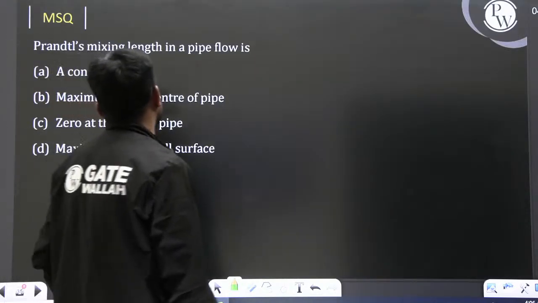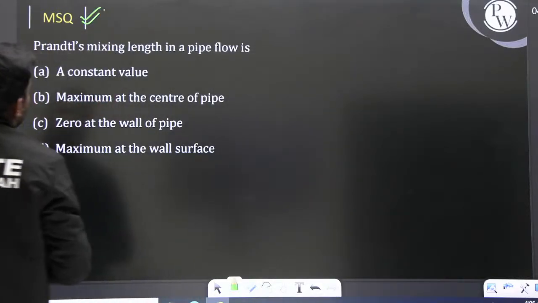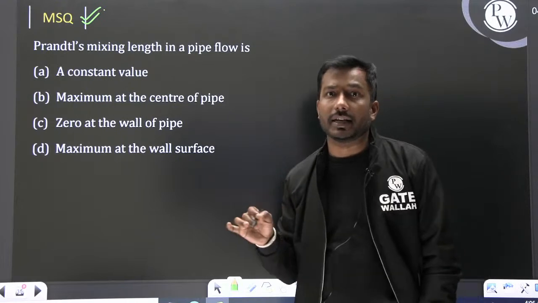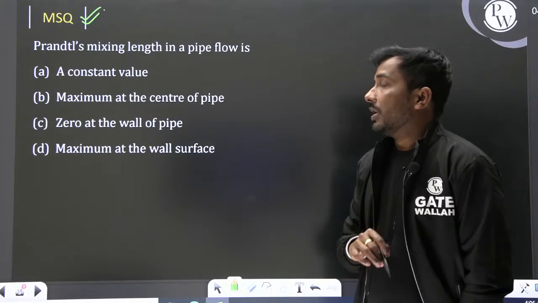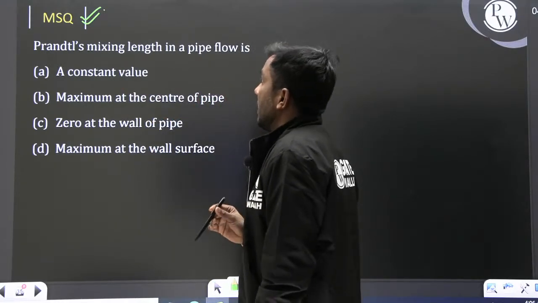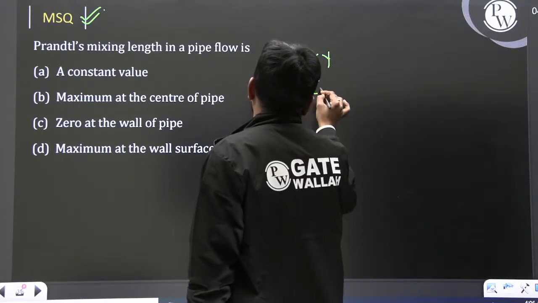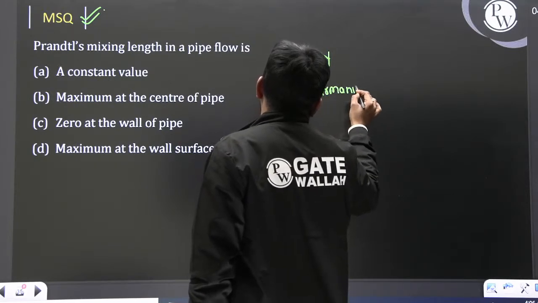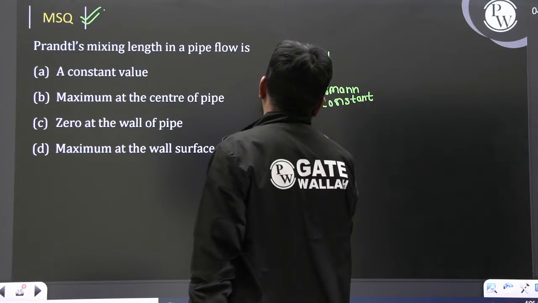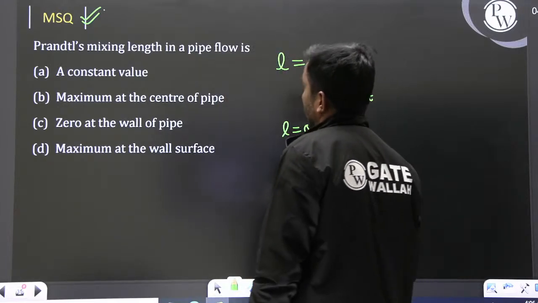Next question is on turbulent flow, and that is an MSQ type of question. I have always said that in a turbulent flow, Prandtl mixing length is very important. So let me read the question. Prandtl mixing length in a pipe flow is L equal to K into Y, where K is the Karman constant, which is 0.4 for our course.